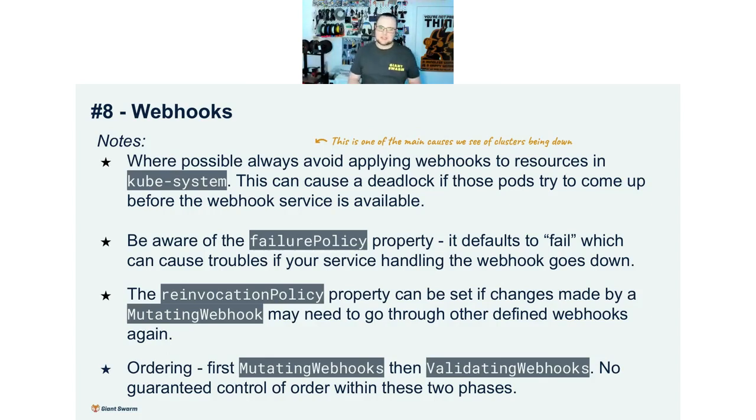So use that sparingly. Finally, there's no ordering when it comes to webhooks. It first does mutating webhooks, and then it does validating webhooks. But within those two groupings, you can't guarantee the order that those webhooks will be applied in. So don't rely on the output of one webhook for the input of another webhook, because they may not necessarily run in the order that you expect.